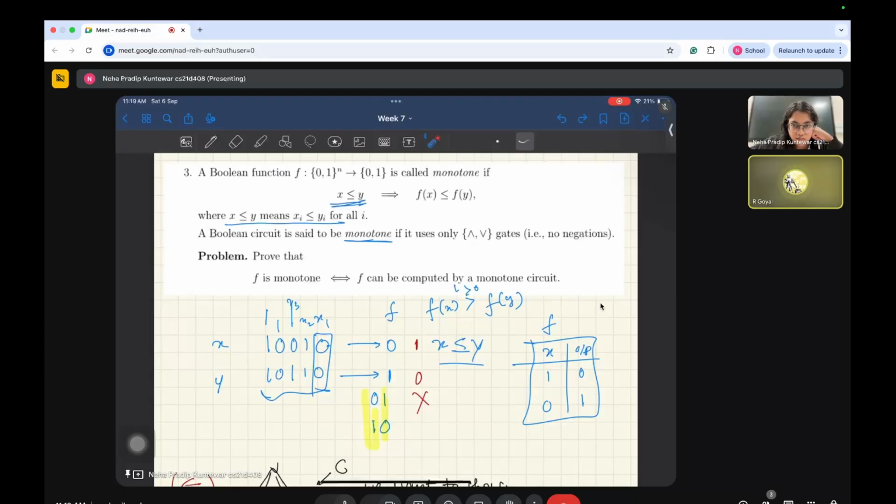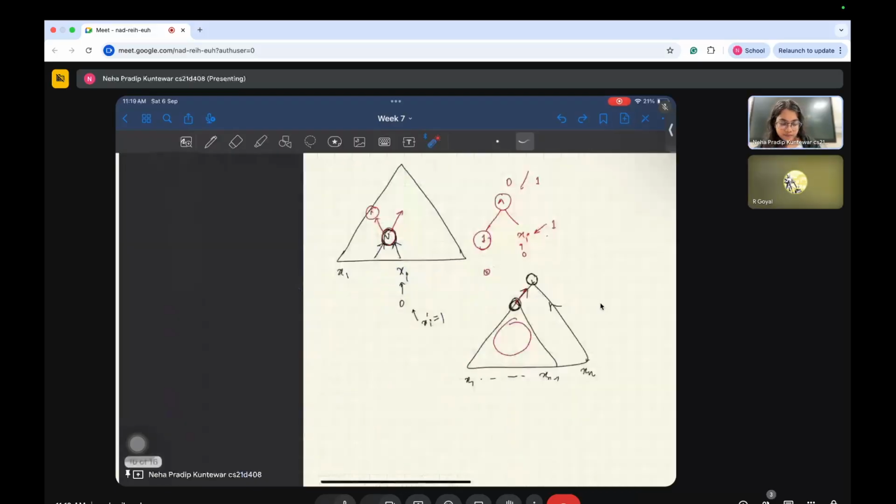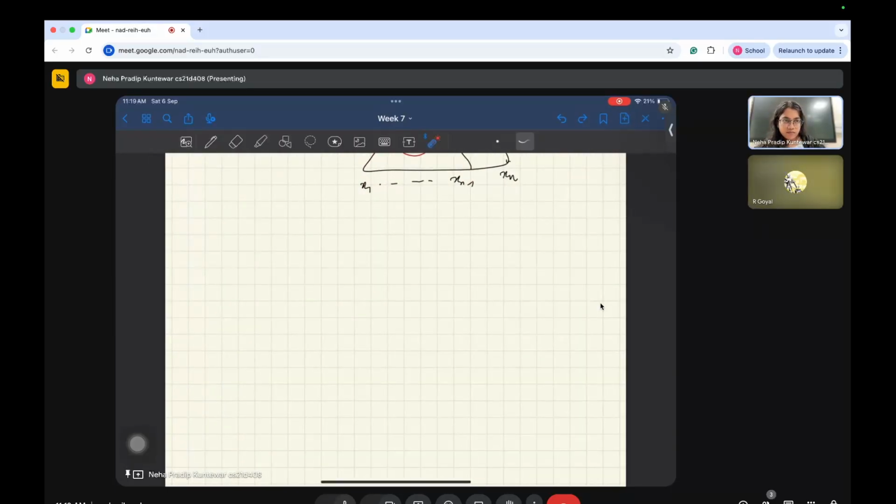Can we have some counterexample here? Like, say if f is not monotone, then how to show that this cannot be computed by a monotone circuit? So if f is not computable by a monotone circuit, then f is not monotone. Or even in this direction, say if f is not monotone, it means that if x is less than or equal to y, we found that f(x) is greater than f(y), then how to show that this cannot be achieved by the monotone circuit?